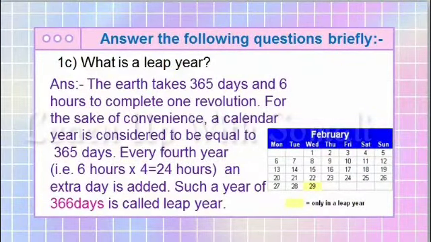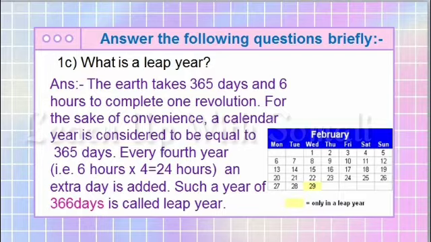Now students, coming on to question number 1c, what is a leap year? You know children, the Earth takes 365 days and 6 hours to complete one revolution. For the sake of convenience, our calendar year is considered to be equal to 365 days.